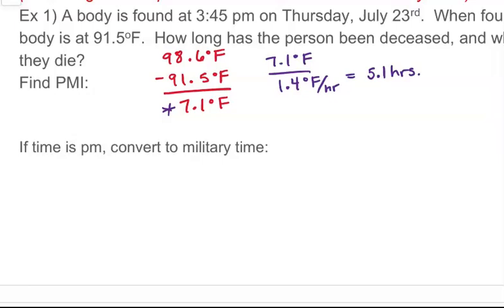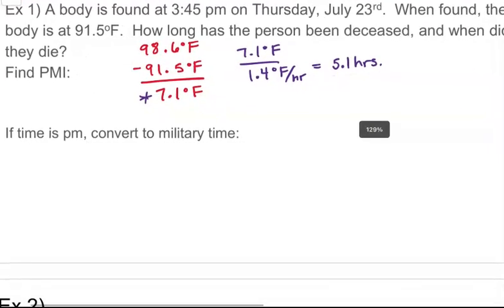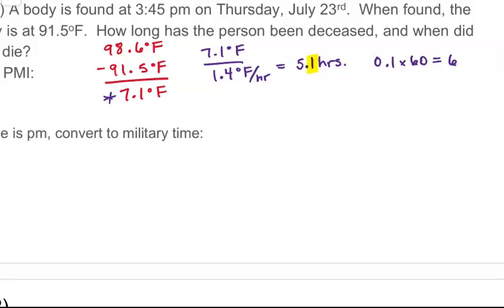That's my PMI. I do need to convert it to minutes as well. So if I take just the 0.1 part, so obviously the 5 part can stay the same. But to get 0.1 hours into minutes, I need to take 0.1 times 60, which is of course just 6. So my final answer would be 5 hours, 6 minutes in terms of post-mortem interval. This is how long this person has been deceased.